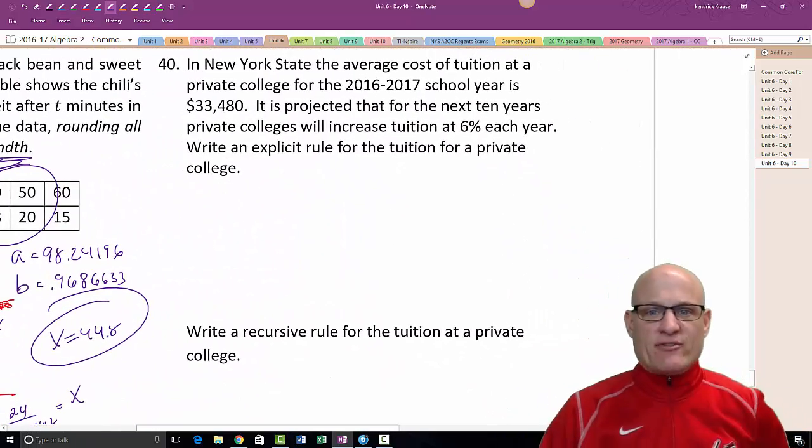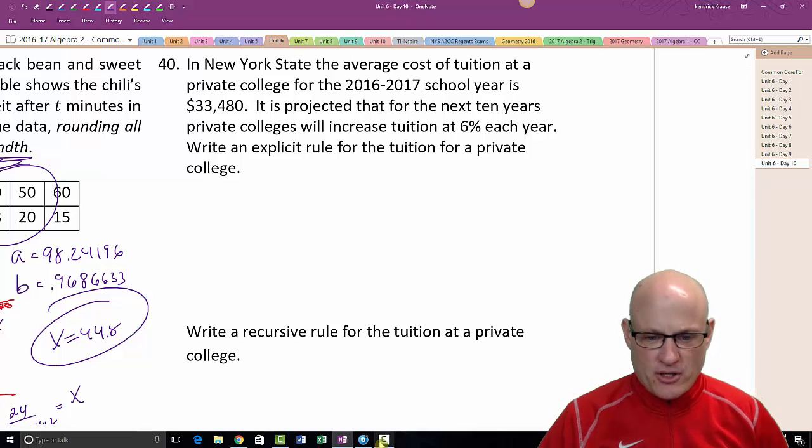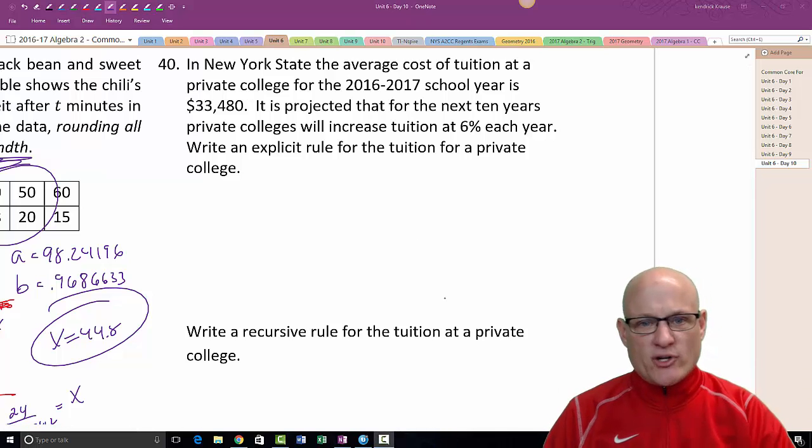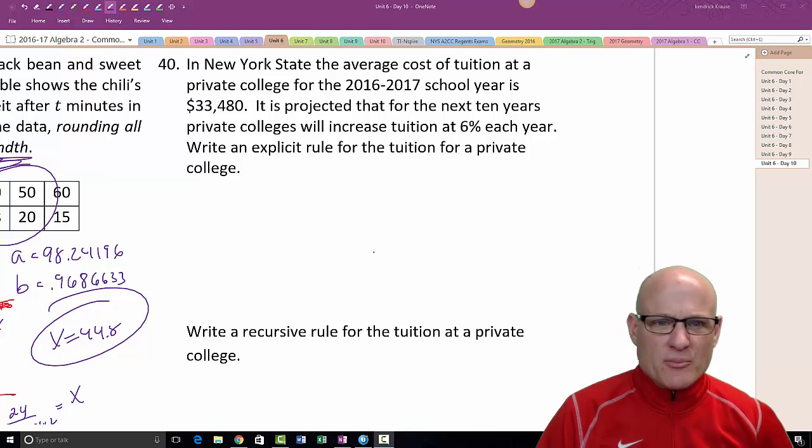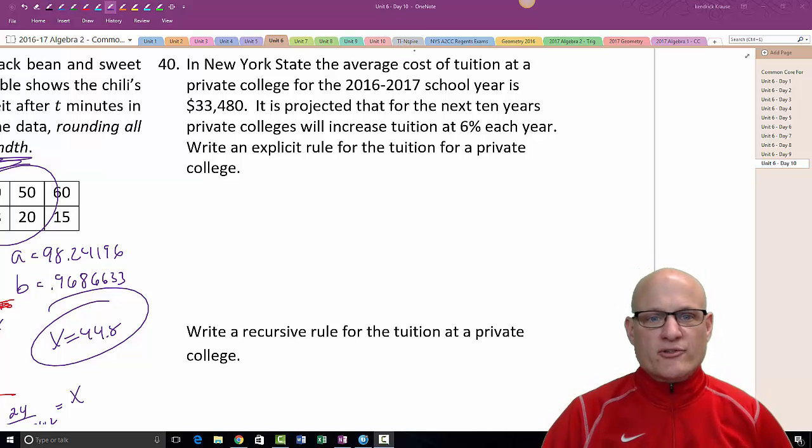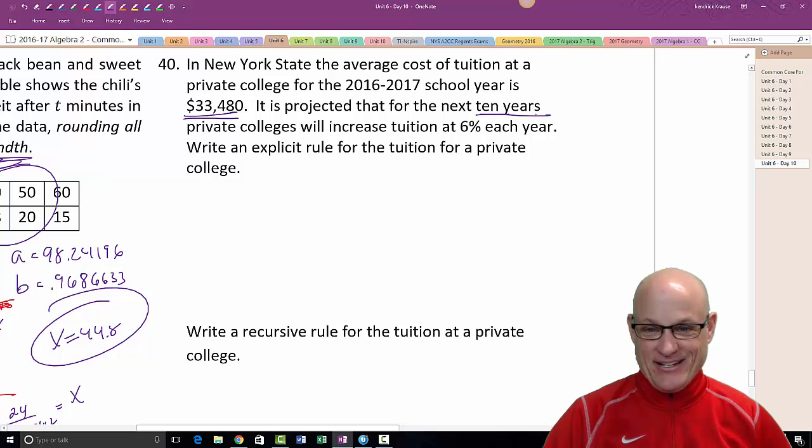New York State has an average cost of tuition to college fund. All right, so here we go. We got to talk, what is it, 529 plan? New York State has the average cost of tuition of college of 2016 to 2017 of $33,000. So that's what it's going to cost. It's projected after the next 10 years that it will increase by 6%.